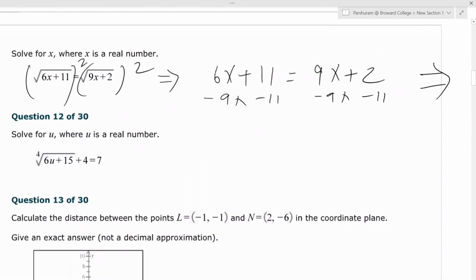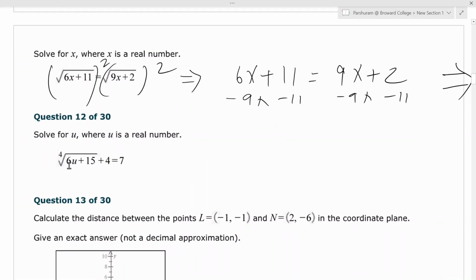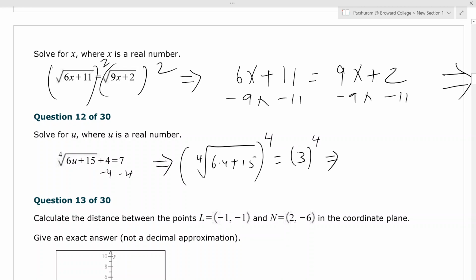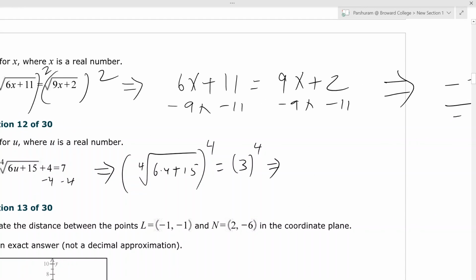For problem 12, as you can see, there is just only one radical sign. So our first job is to isolate this radical term. For that, let's subtract 4 from both sides. By doing that, we get 4th root of 6 times u plus 15 on the left side, and we get 3 on the right side. Because there is a 4th root, just take power 4 on both sides. By doing that, the radical sign on the left side would be gone, and it gives us 6u plus 15 equal 3 to the power 4, which is 3 times 3 times 3 times 3, which is 81.